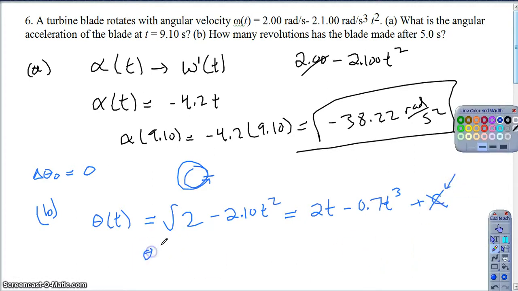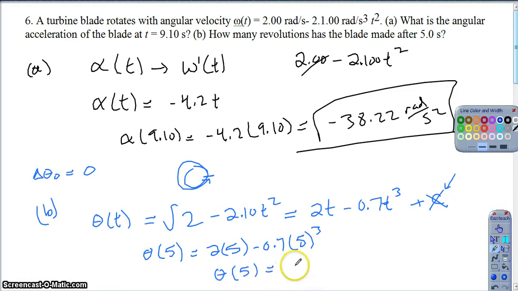So then all I have to do is plug in 5 seconds. So again, plugging in 5 seconds here, and obviously that's easy enough to do. We could use our 5 rule and then our 125 rule over here, but I know you guys can calculate that, so I won't waste your time on it. This ends up being negative 77.5 radians, and since they ask for revolutions, divide that by 2 pi, and we end up getting negative 12.3 revolutions.